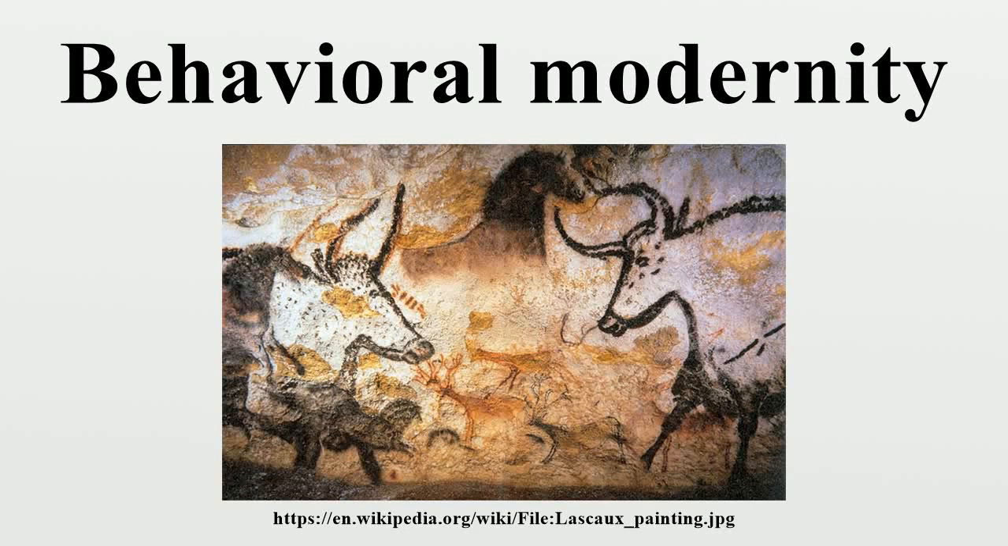Behavioral modernity is a suite of behavioral and cognitive traits that distinguishes current Homo sapiens from anatomically modern humans, hominins, and other primates. Although often debated, most scholars agree that modern human behavior can be characterized by abstract thinking, planning depth, symbolic behavior, exploitation of large game, and blade technology, among others.